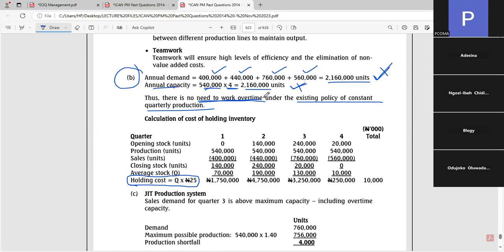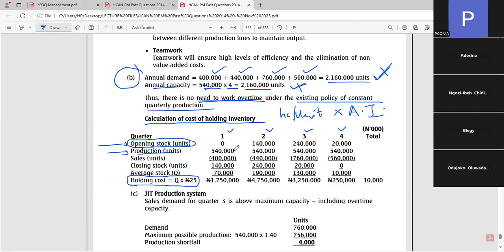So if that is correct and we are good to go, let us now calculate our holding cost. Remember I told you that holding cost simply means holding cost per unit multiplied by average inventory. So let's solve our average inventory. Now, these are the quarters, quarter 1, quarter 2, quarter 3, quarter 4. Leave one line for opening stock and start from production, because they did not give us anything related to opening stock. So leave one line. Start from production units.